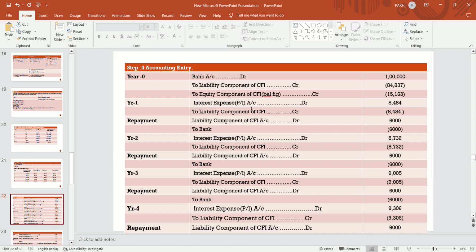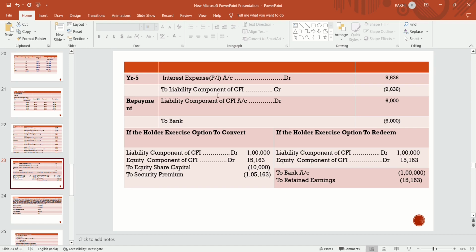So how will they account for it? In years 1, 2, 3, 4, 5, they will recognize the interest expense account debit to liability component of CFI, and also make the repayment of liability component of CFI to bank by 6,000. In the same way, they will make the entry in years 1, 2, 3, 4, 5, and in year 5, if the holder exercises the option to convert, how will they account for it?